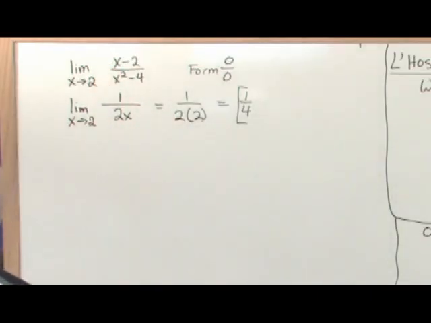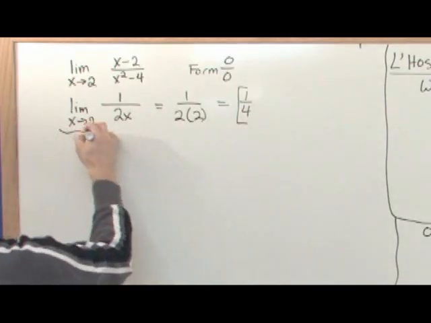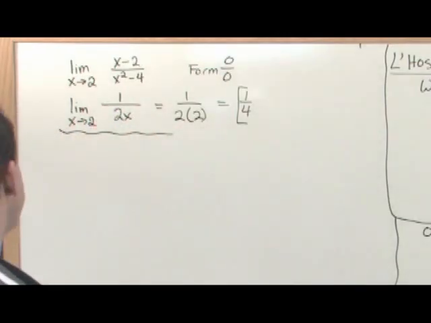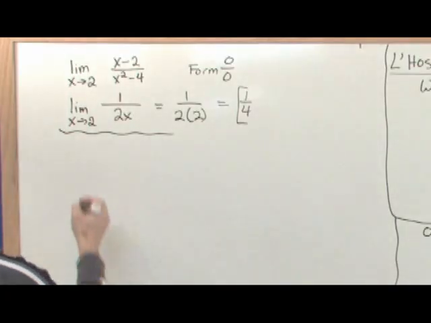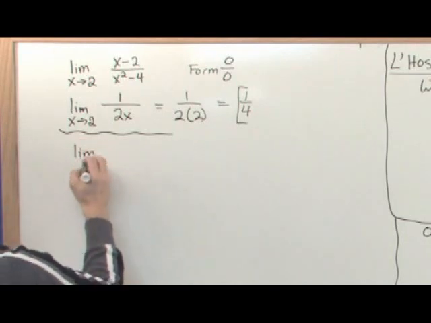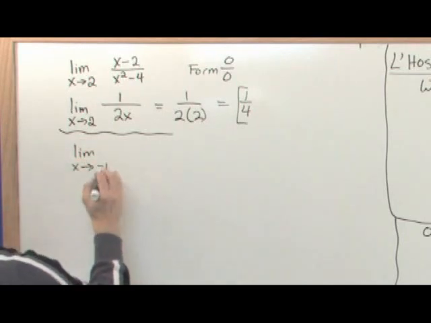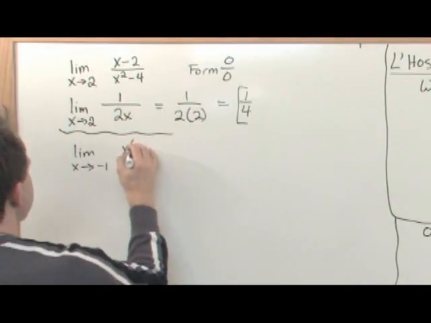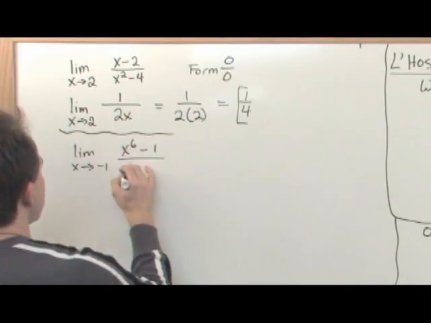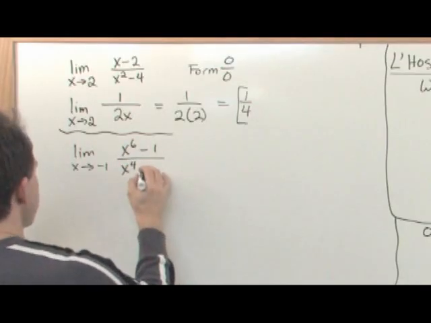Okay? So you take the derivatives, and what you're doing is you're finding out the rate of change of the top compared to the bottom, and that tells you how the ratio of those two original functions is behaving as a unit. Okay? So what if you had the limit as x approaches -1 of x to the 6th power minus 1 over x to the 4th power minus 1?